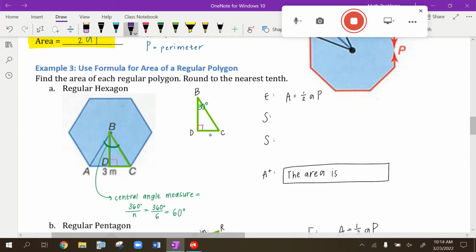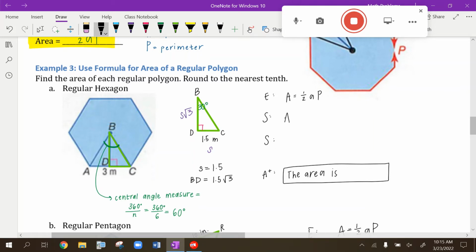Now, I need to know one of the sides in order to find the others. So take a look at our hexagon here. Notice side AC is 3 meters long. That means that side DC would be 1.5 meters long, because half of 3 is 1.5. Label the sides for the special triangle. Across from the 30 is S, across from the 60 is S square root 3. Now, since S is equal to 1.5, that means that BD would be equal to 1.5 square root 3.